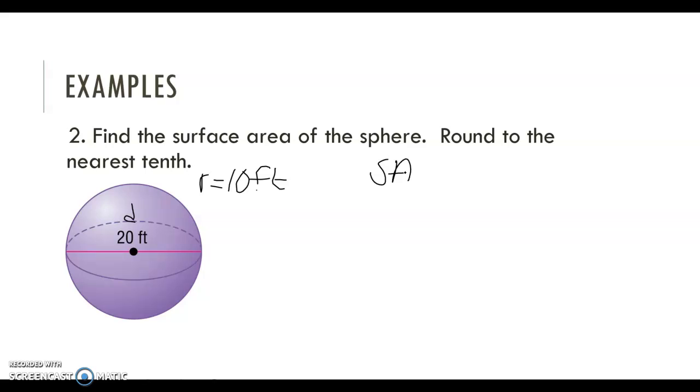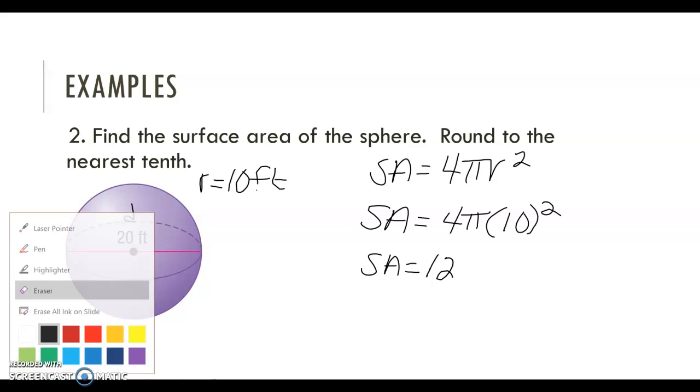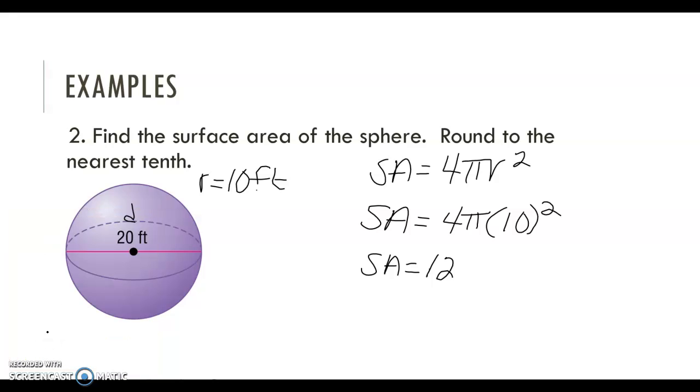So surface area, 4 pi r squared. So 4 pi, radius is 10 squared. Put that all into our calculator and you should get a surface area of 1,256.6 square feet.